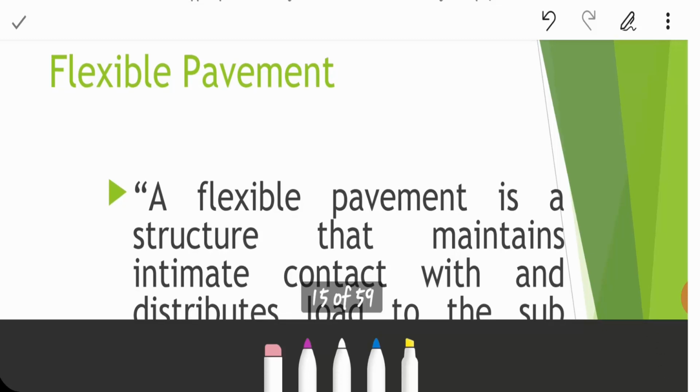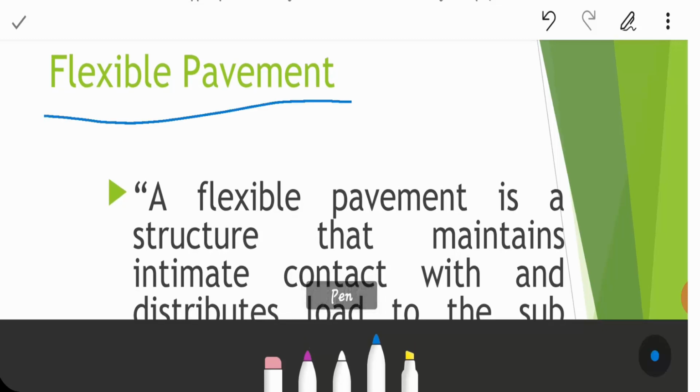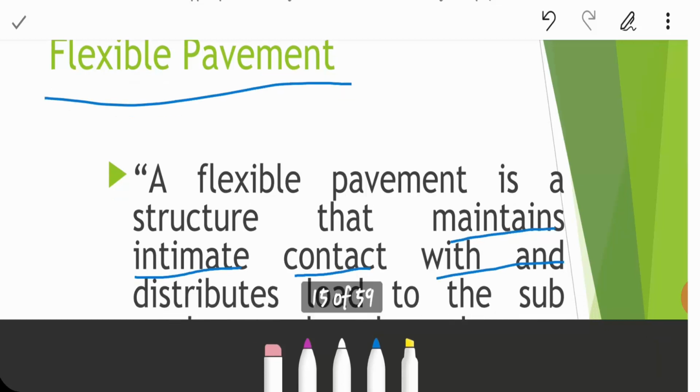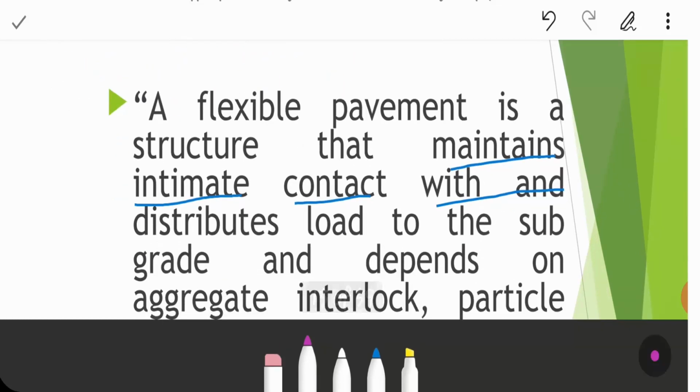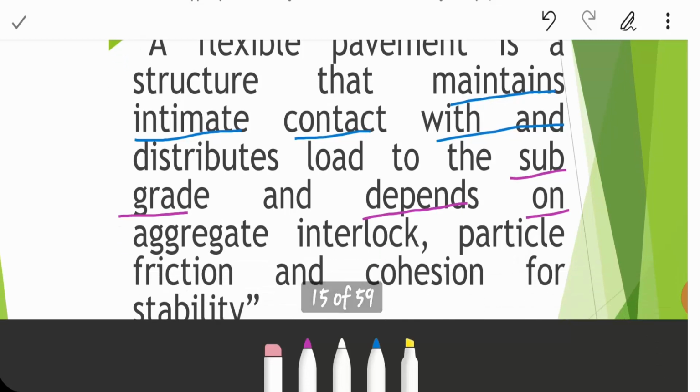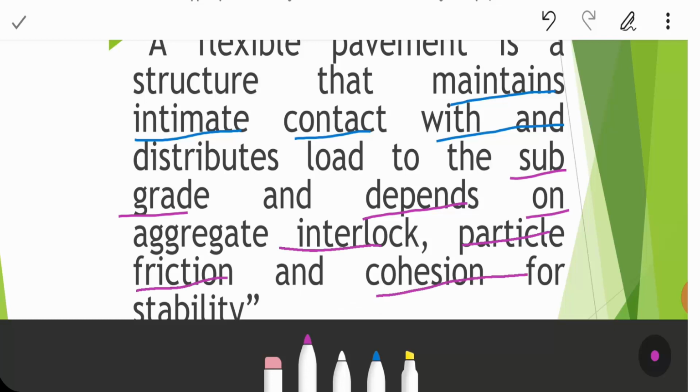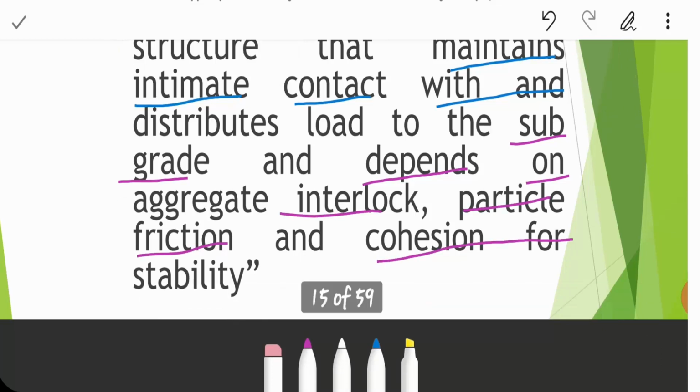Flexible pavement. A flexible pavement is a structure that maintains intimate contact with and distributes load to the subgrade. Clear? And depends on aggregate interlock, vertical friction and cohesion for stability.